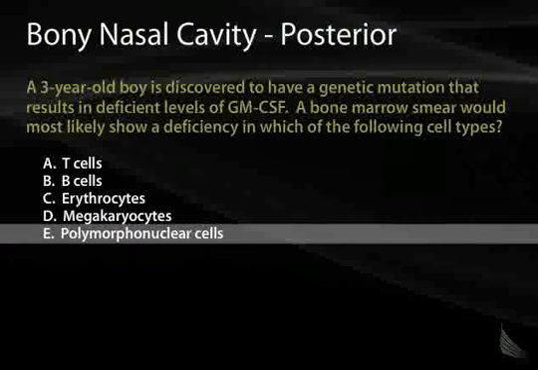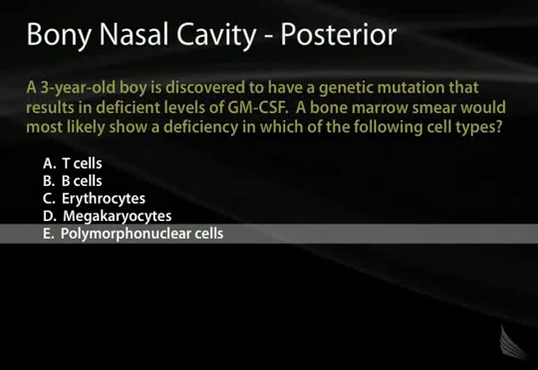The answer to this question is E, polymorphonuclear cells. We see that from the previous slide, you'll note GM-CSF was required for the differentiation of all of the granulocytes, including polymorphonuclear cells.